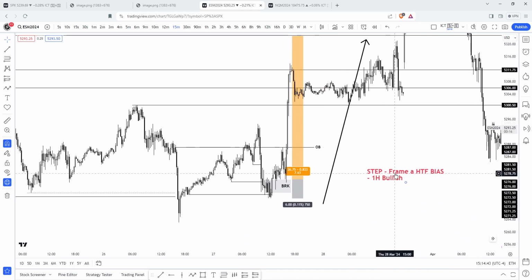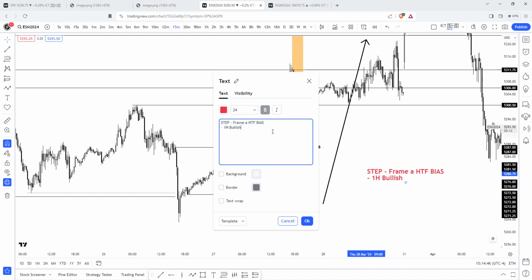So what's step 2? Step 2 is to identify a key level. So we frame the higher time frame bias. Step 2 is identify the key level. Step 3, wait for an entry model.